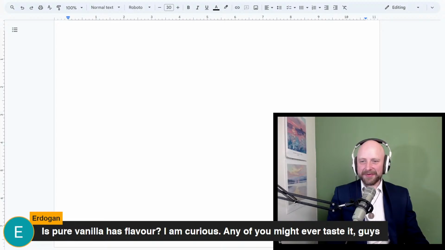Does pure vanilla have a flavor? Of course vanilla has a flavor. Yes, vanilla has very much a flavor.